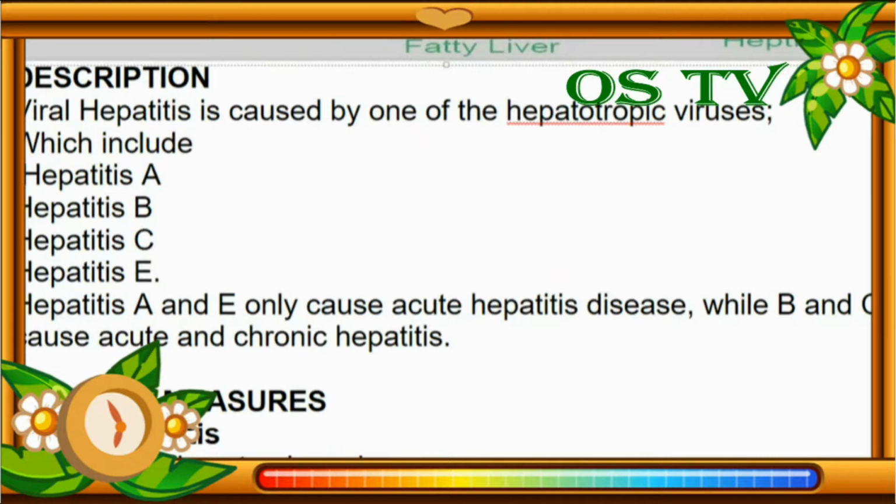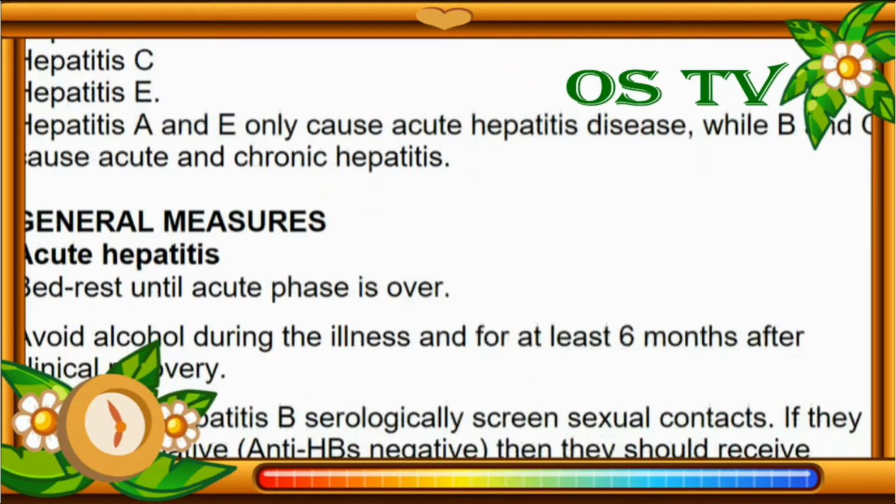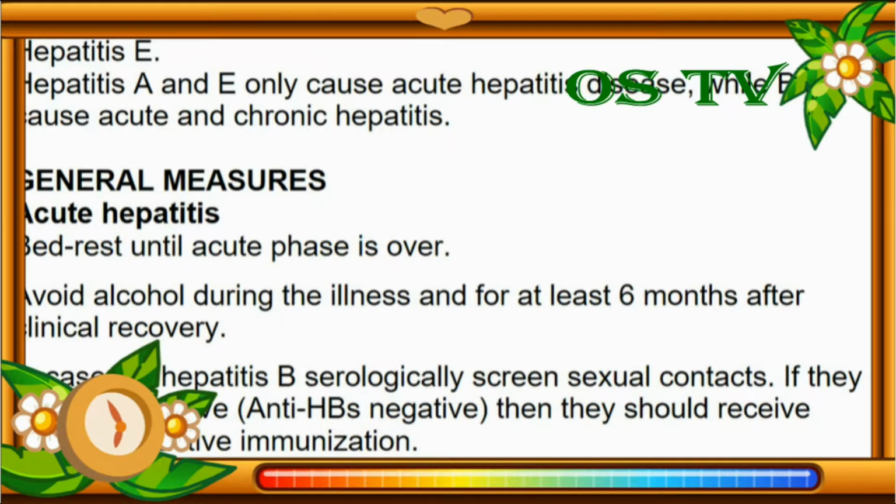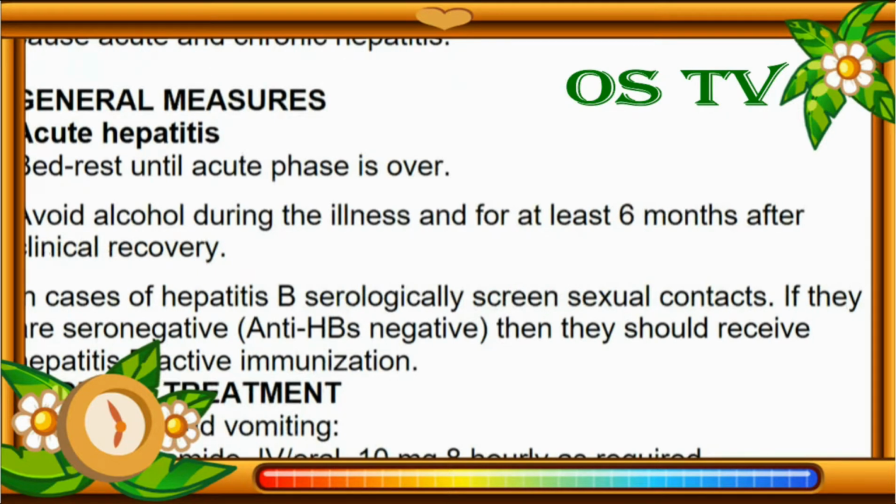Now, what we mean by acute and chronic hepatitis: acute hepatitis does not last over 6 months, while chronic hepatitis lasts over 6 months, even years, and sometimes it remains for a lifetime. In general, when a patient has acute hepatitis, the patient deserves bed rest until the acute phase is over. Avoid alcohol during the illness and for at least 6 months after clinical recovery.